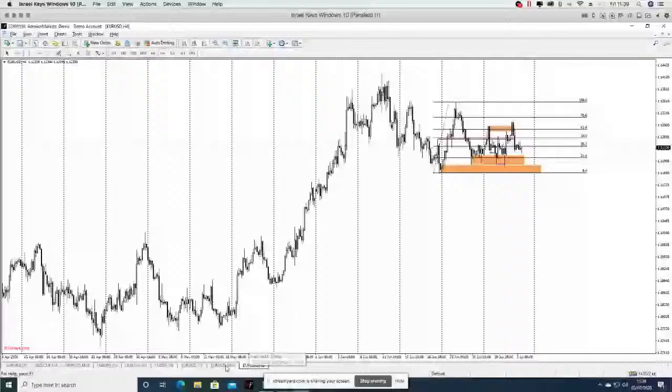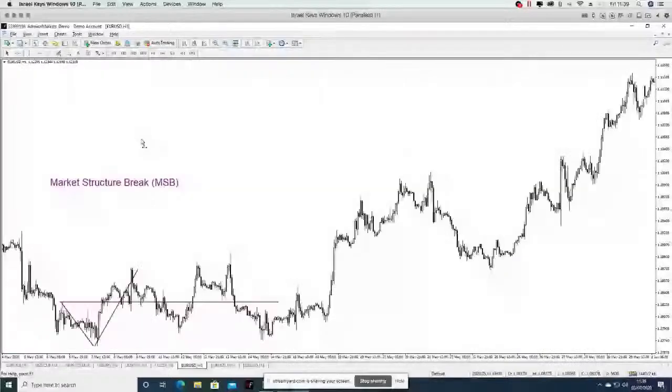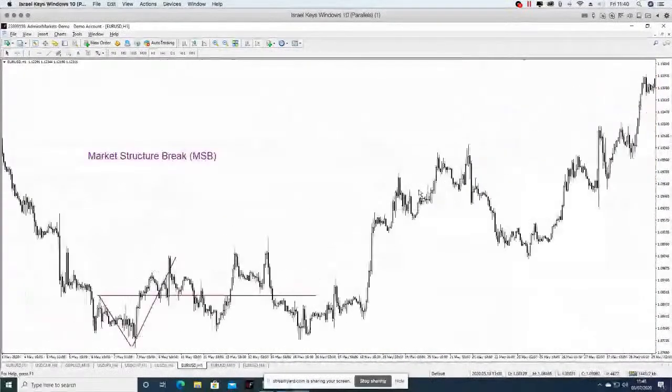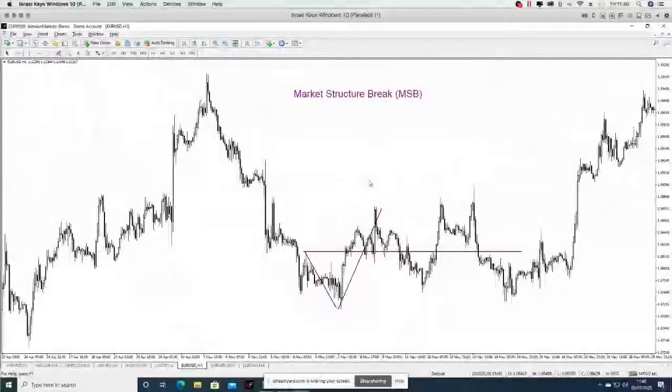Cool. So that's a market structure break. Now, this is why it's called a market structure break. You see these legs of price we're talking about here? These are what we refer to as market structure. Market structure is the concept that when price is trending down, meaning you're selling or shorting in a bearish market, you are going to keep having lower lows and lower highs. So as long as you have lower lows and lower highs, that is a bearish market structure, right?